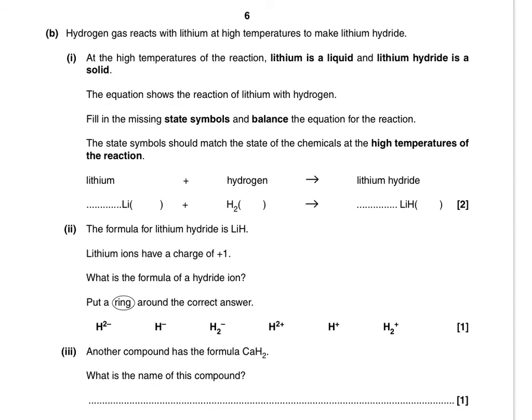Next one, hydrogen gas reacts with lithium at high temperature to make lithium hydride. At the high temperatures of the reaction, lithium is a liquid and lithium hydride is a solid. So giving you some information there.